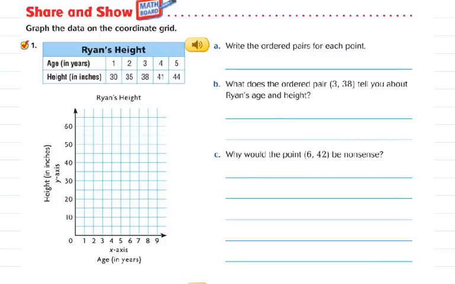Students, in lesson 9.3, we are going to be graphing data. The essential question for this lesson is how can you use a coordinate grid to display data that is collected during an experiment. So for this lesson video, we're actually going to do something unique.